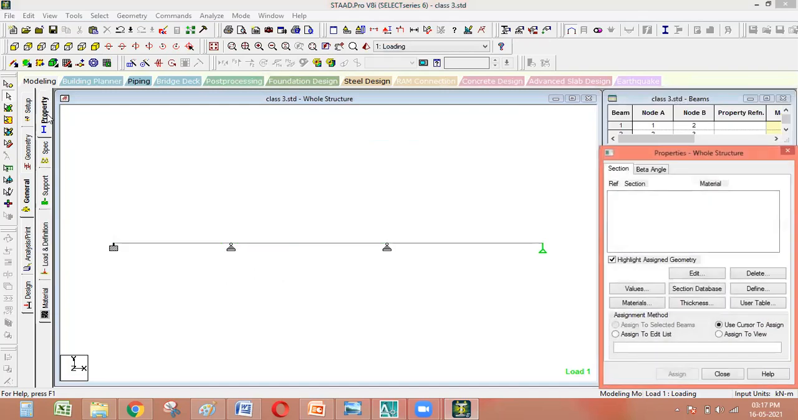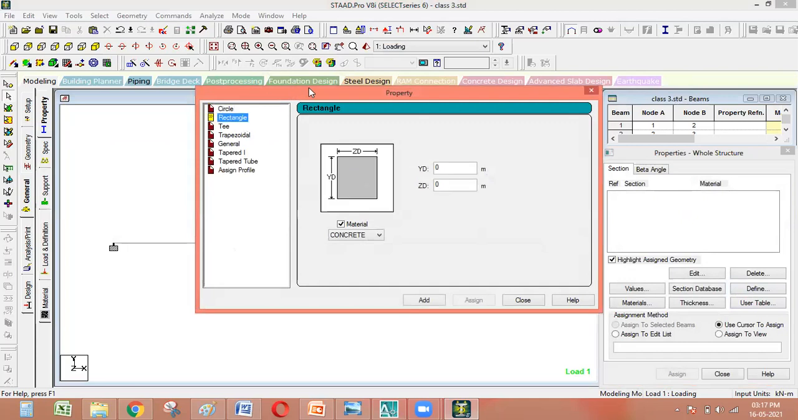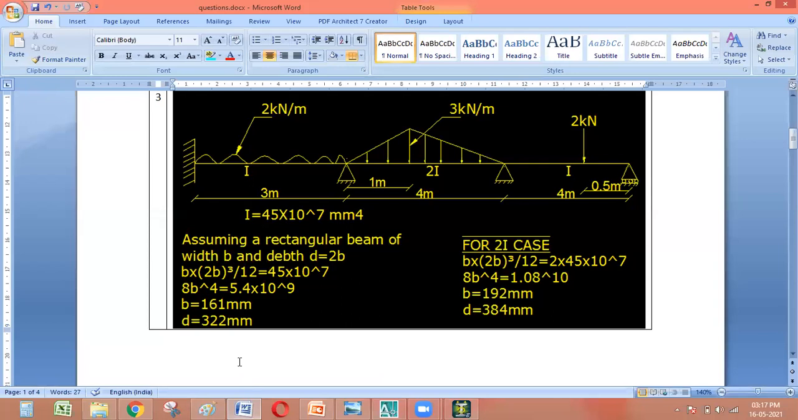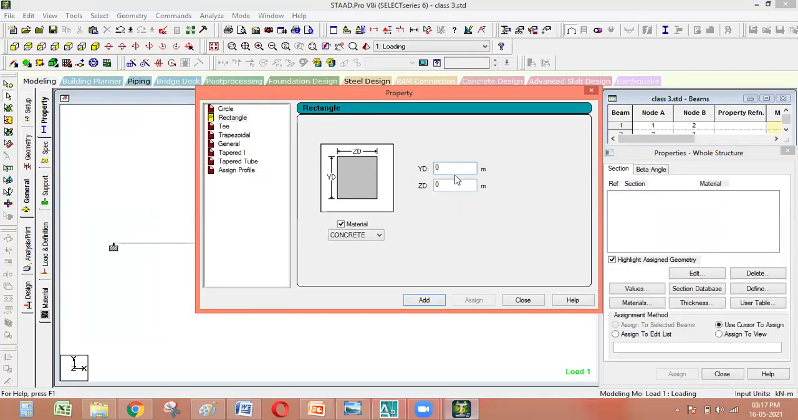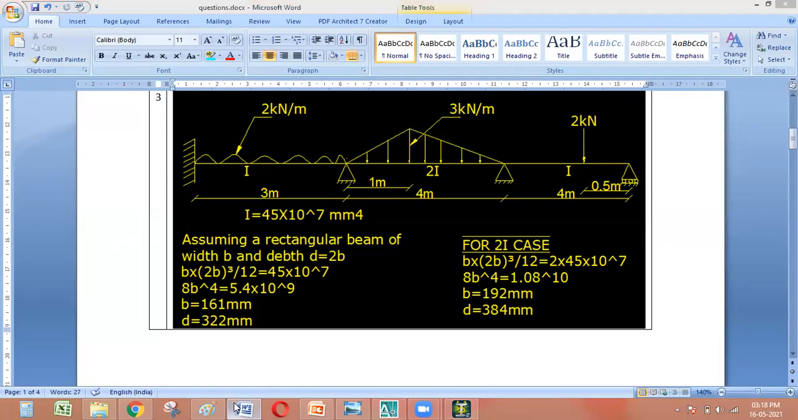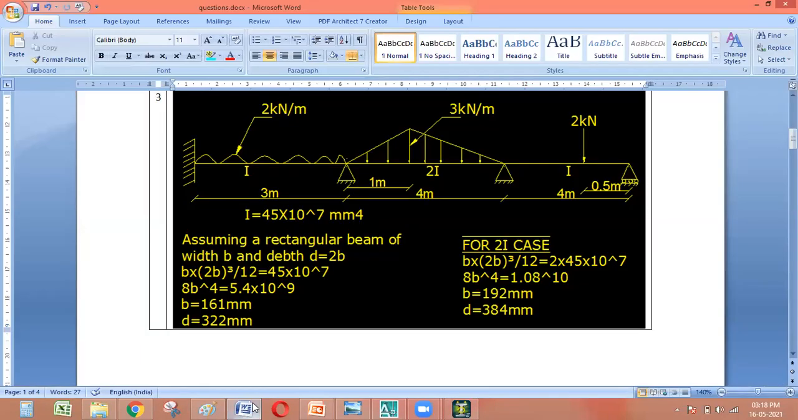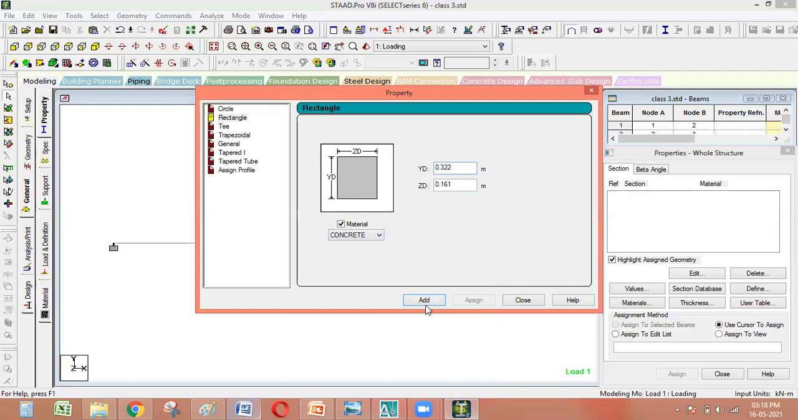Then, if you go to property, again you have to define it. In the I value, you should provide the breadth as 161 mm and depth as 322 mm. We will provide the breadth as 161 mm and the depth as 322. Since it is in meters, I am assigning in meters. One thing you should note is that YD is always the depth of the beam and ZD is the width of the beam.